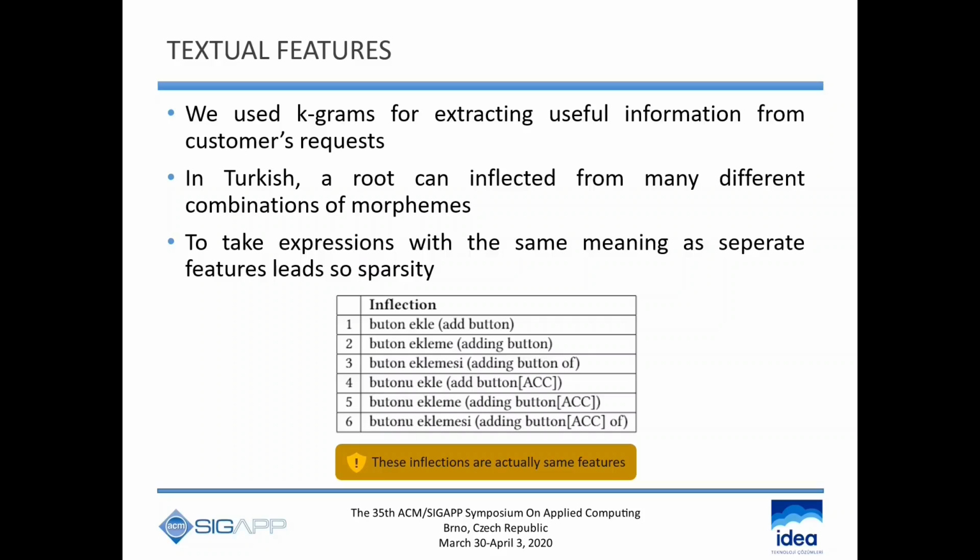Turkish is an inflected language, so the root of a word can be inflected with many different combinations of morphemes. When we look at the figure above, these are different inflection forms of the add button in Turkish, buton ekle. But actually these inflections indicate the same things, the same meanings. So if we take expressions with the same meaning as separate features, this will lead to sparsity, and this can cause overfitting. So we wanted to avoid that. We merged these into one feature.